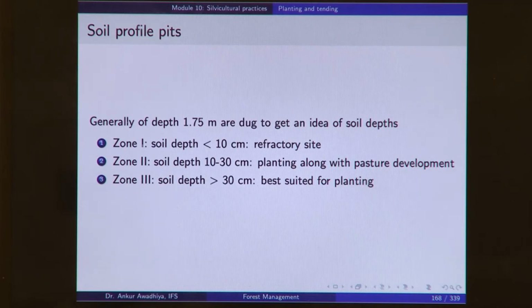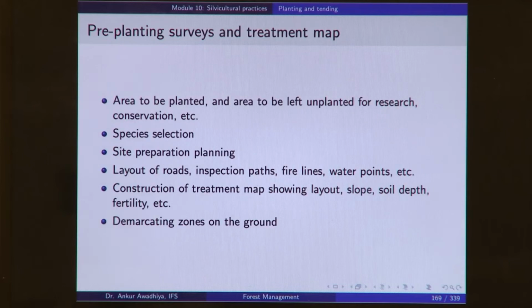We begin by making soil profile pits to classify soils into three zones. Zone 1 is a refractory site with very little soil depth; it is not suitable for planting trees. Zone 3, which has a soil depth of greater than 30 centimeters, is best suited for planting. In zone 2, with 10 to 30 centimeters of soil depth, planting can be done, but together with pasture development.